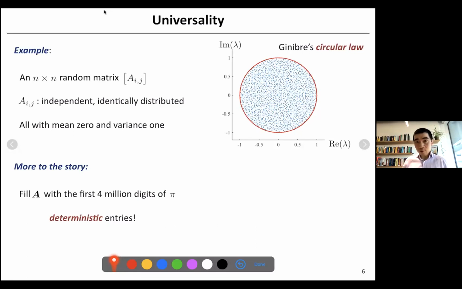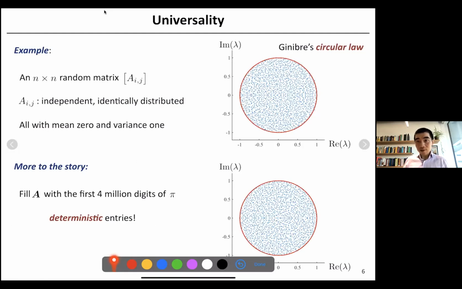In this case, we fill the entries of A with the first 4 million digits of pi. So these are totally deterministic. And then we get, again, a 2000 by 2000 deterministic matrix. Of course, we have to do some normalization. We subtract the average so that it's zero mean, and we normalize it so that the variance is equal to 1. And the eigenvalues still have the same general properties: the densities converge to a uniform distribution over the disk. This is quite an amazing phenomenon, right?